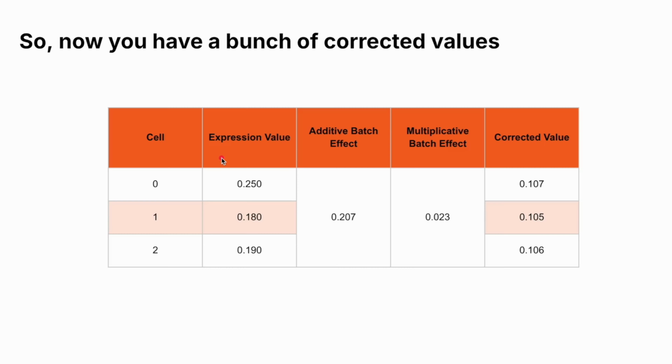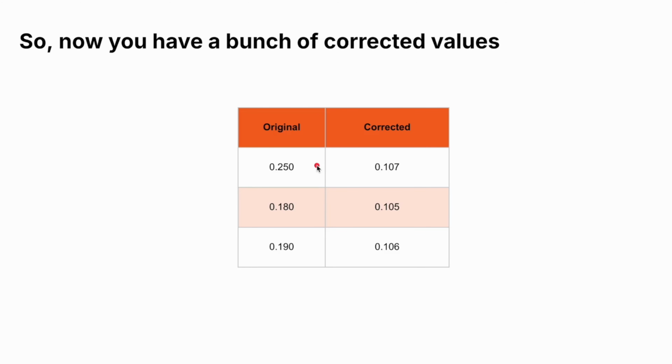So let's see that in action. For this cell, for this cluster, we have a bunch of different expression values. We apply this additive batch effect within the cluster, the multiplicative batch effect within this cluster, and we end up at a corrected value for each of these cells. So for example, 2.50, 2.107, etc. So now you've got a bunch of corrected values.